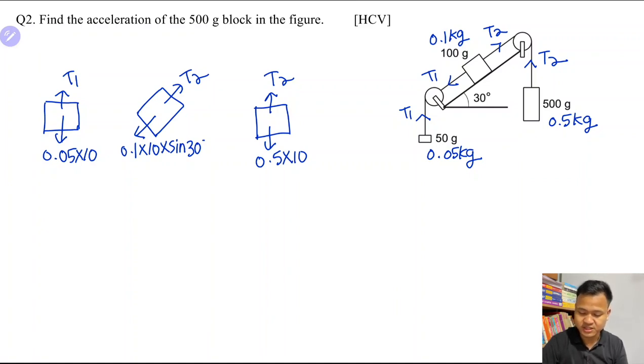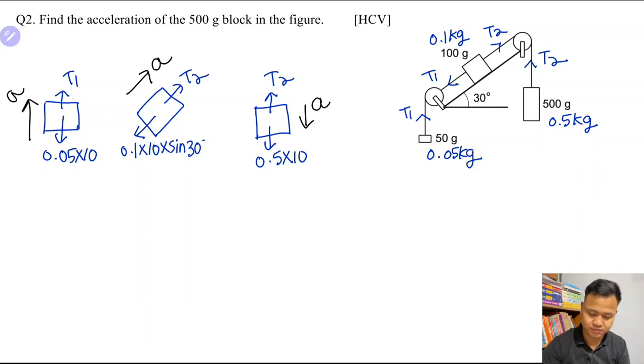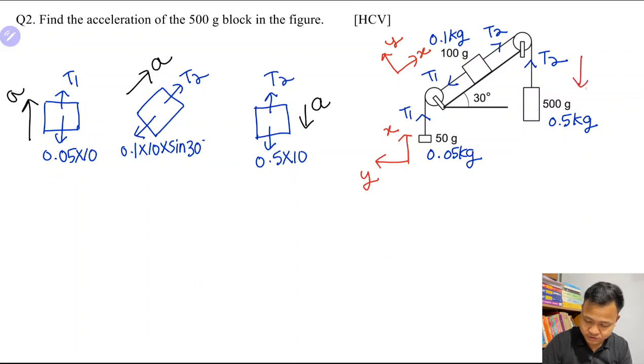Now for the whole system, let's say this is pulling down. All of them are connected, so they will all have the same acceleration, let's say acceleration a. Now let's write the force equation. For the sign convention, if I take the 100 gram block like this, and the 0.5 block should be like this.